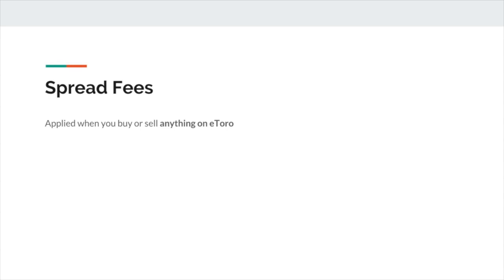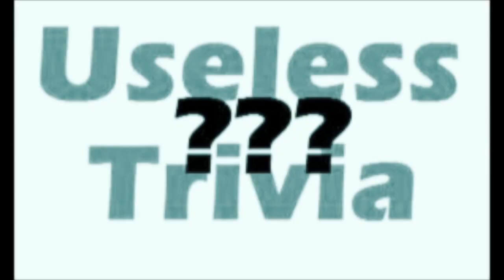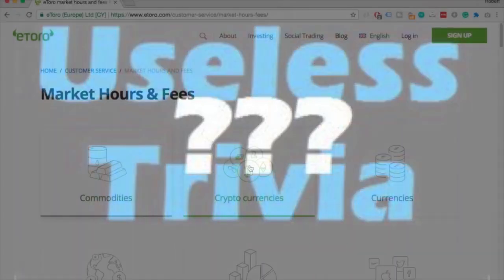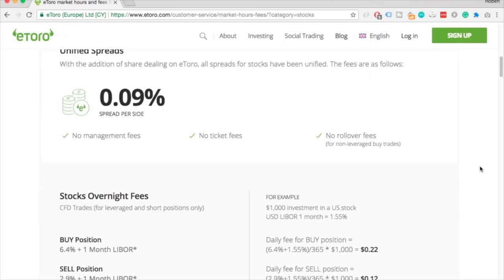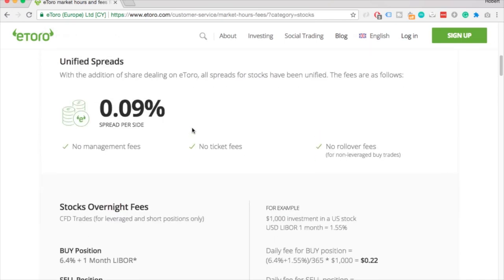However, they are included in the buying price that you see in eToro. And it's really specific to what you want to trade. For example, commodities and currencies are calculated in pips, whereas stock and crypto coins are in percentage. Useless trivia! So, just for example, let's assume you are buying Apple stock. The spread fee for stocks is a flat rate of 0.09%.